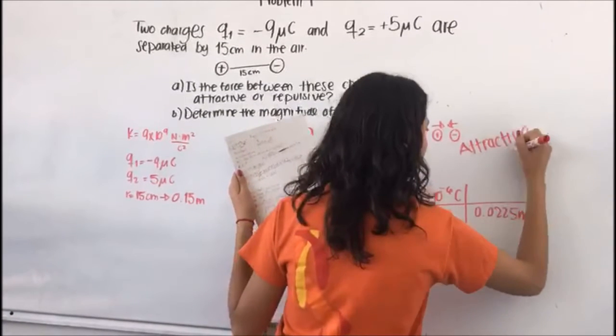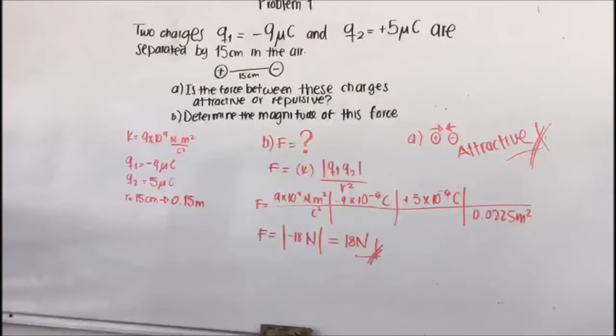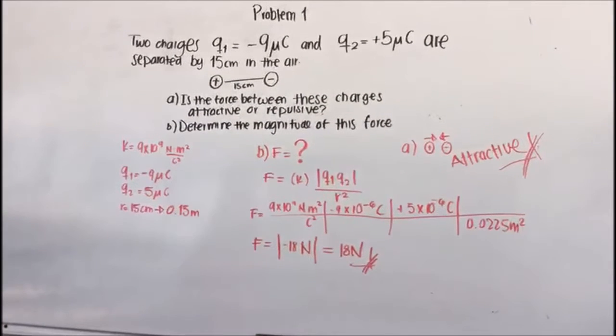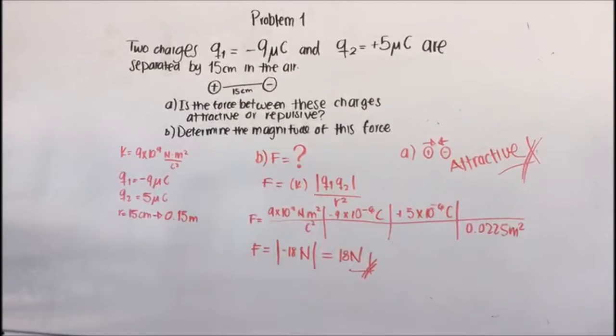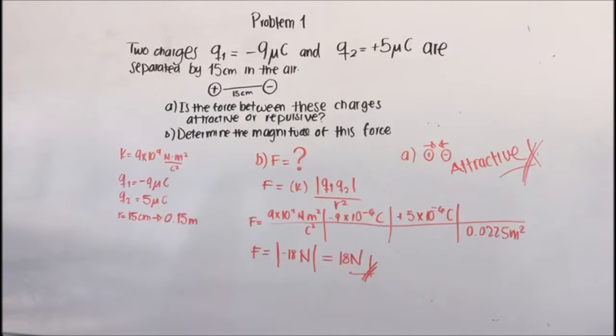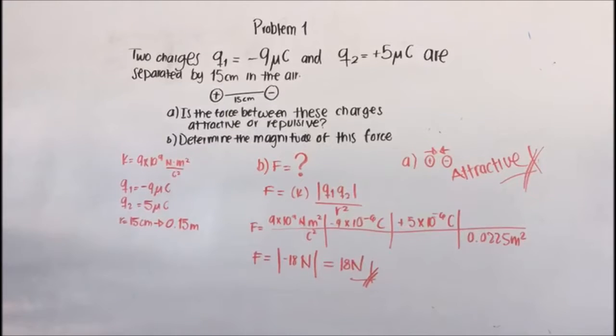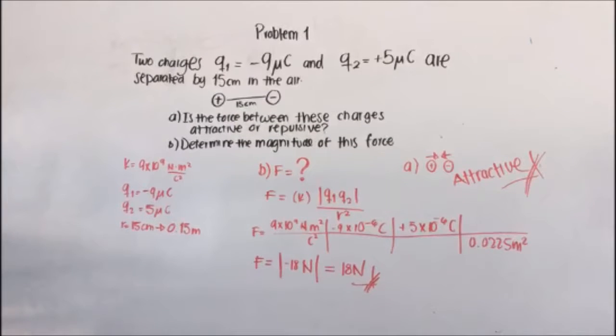So the result of this multiplication and division is minus 18 newtons. But we need to change it to 18 newtons. The answer of the first question is attractive. Why? Because opposites attract.